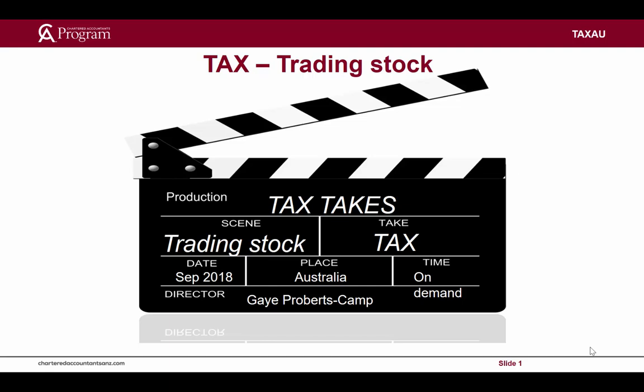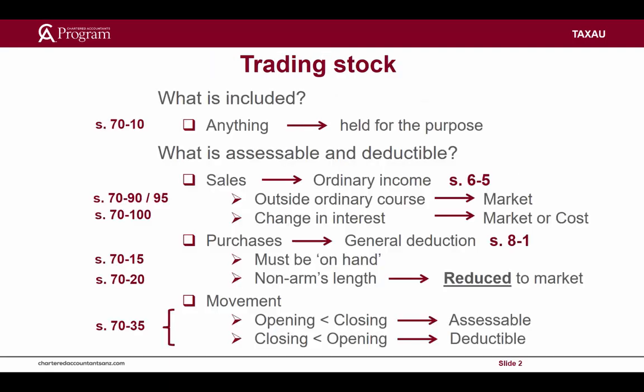So what is trading stock? Trading stock is defined in section 70-10 to include anything produced, manufactured or acquired that is held for the purpose of manufacture, sale or exchange in the ordinary course of business, and livestock. The application of the trading stock definition in various situations is summarised in the core content. You should ensure you know these in detail.